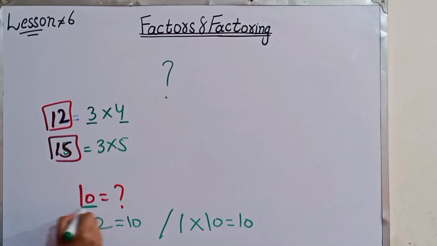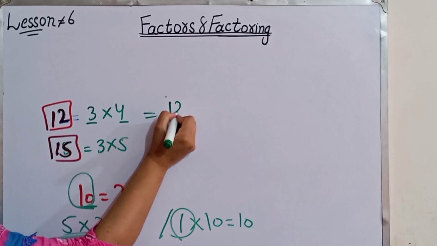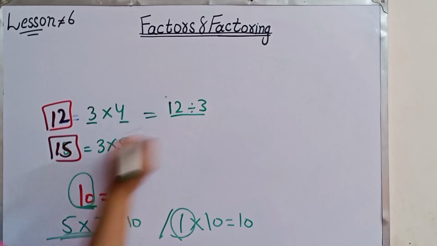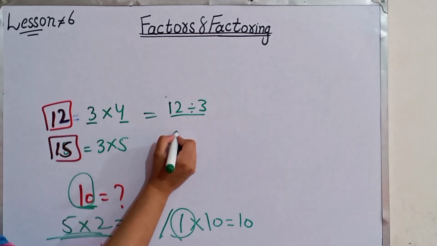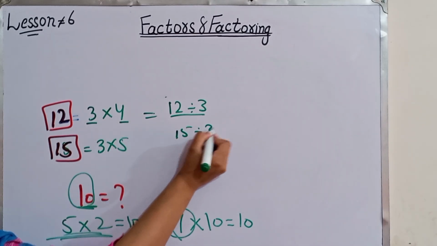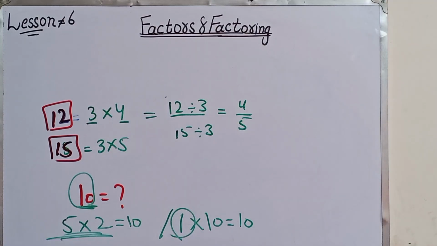It means 10 is also a factor, and 1 is also a factor. And 5 multiplied by 2 is equal to 10. If you consider this deeply, factors are numbers that divide a number exactly. We can exactly divide 12 by 3, and 15 is also divided by 3. 3 fours are 12 and 3 fives are 15.